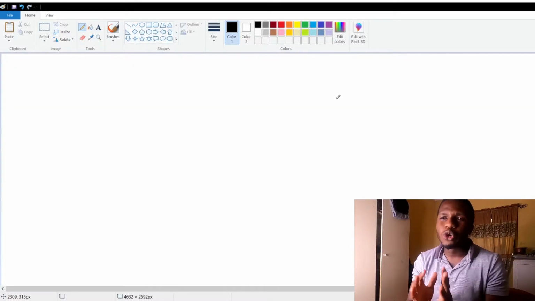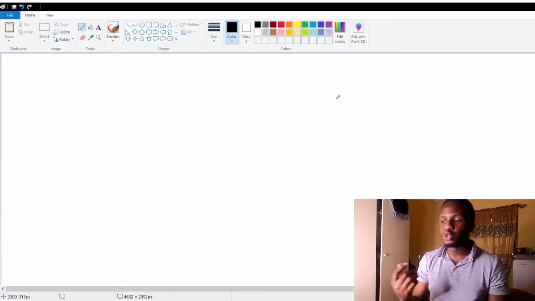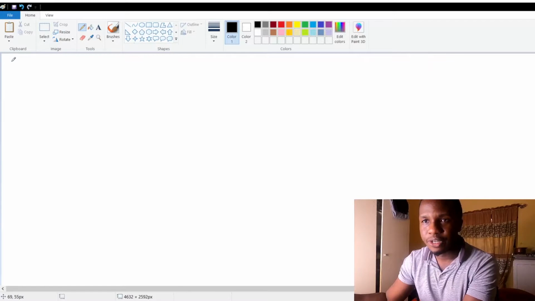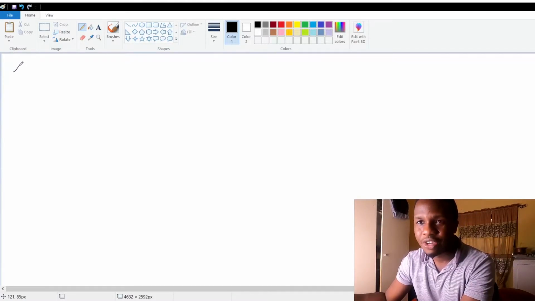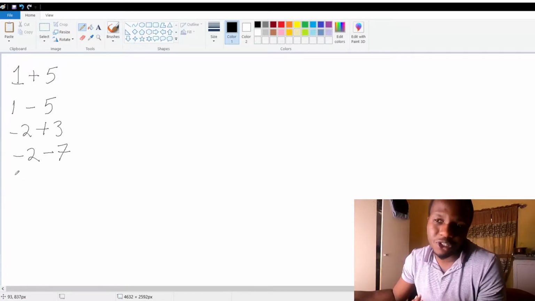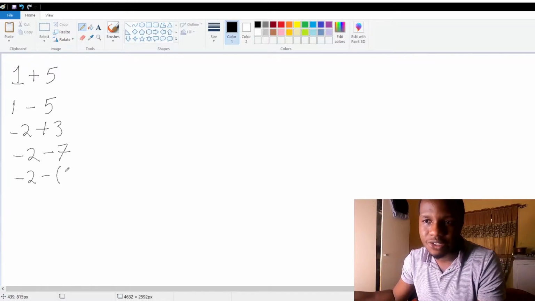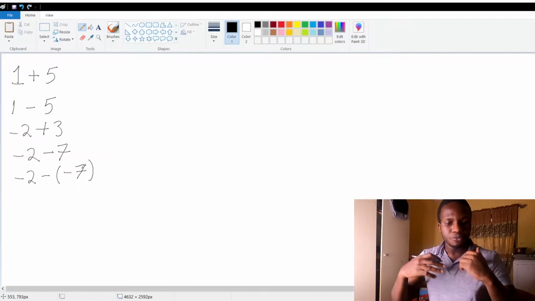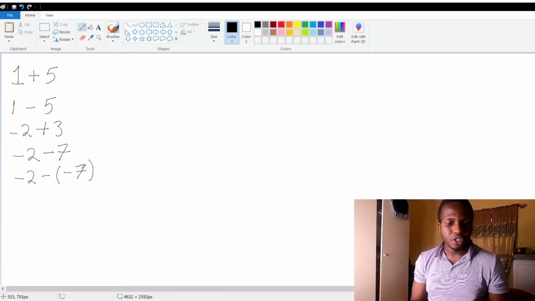So we're going to talk about it mathematically and we're going to do examples such as if you wanted to add, say, let me give an example here. Still trying to navigate this writing tool that I have. If you wanted to add 1 plus 5, which is a very simple example, let's say 1 minus 5, or let's say minus 2 plus 3, or minus 2 minus 7, or even a very special case, which is minus 2 minus 7. How would we go about and do these? So let's just get started.